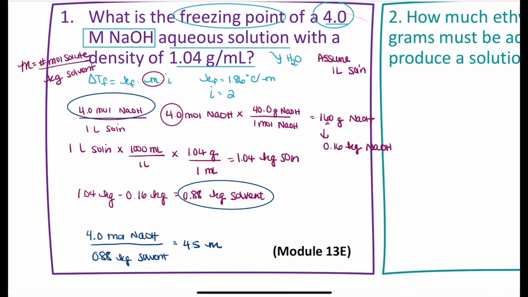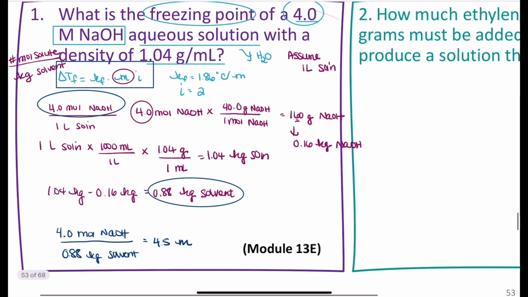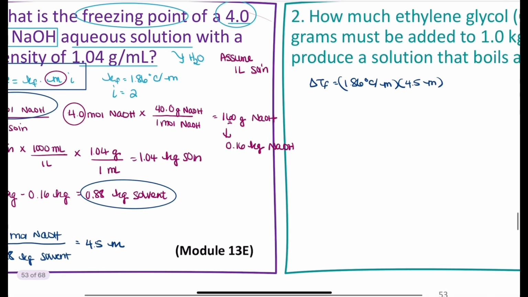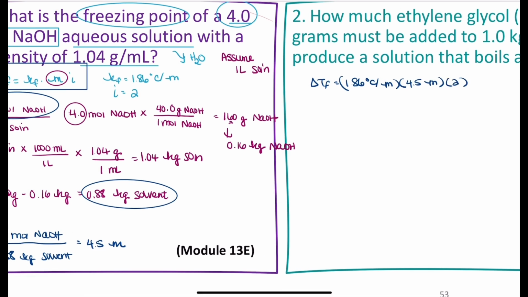Now that I have that, I can finally use the goal of the whole question, which is the equation here. And I'm going to go over to the other side of the screen. Okay, so my delta TF is equal to 1.86 degrees C per molal times 4.5 molal times my Van Hoff factor, which is 2. When I calculate all that out, I get a value of 16.9.